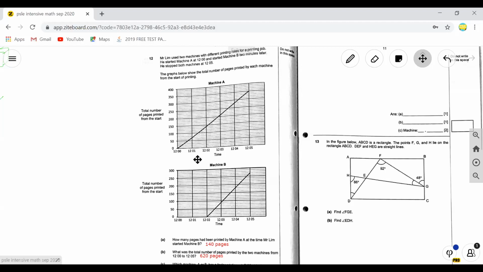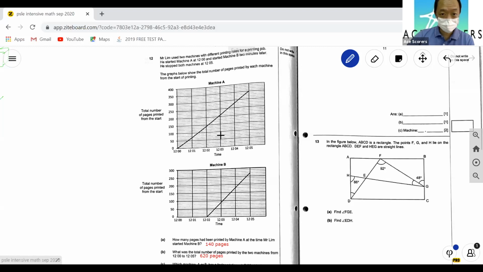Okay, how many pages have been printed by machine A at the time Mr. Lin started machine B? So you got to look at the time. Yeah, time is somewhere here. Okay, you got to look at your own paper. So at 12:02, you got to correspond to here. So 140 is actually correct. Okay, so reading of the graph.